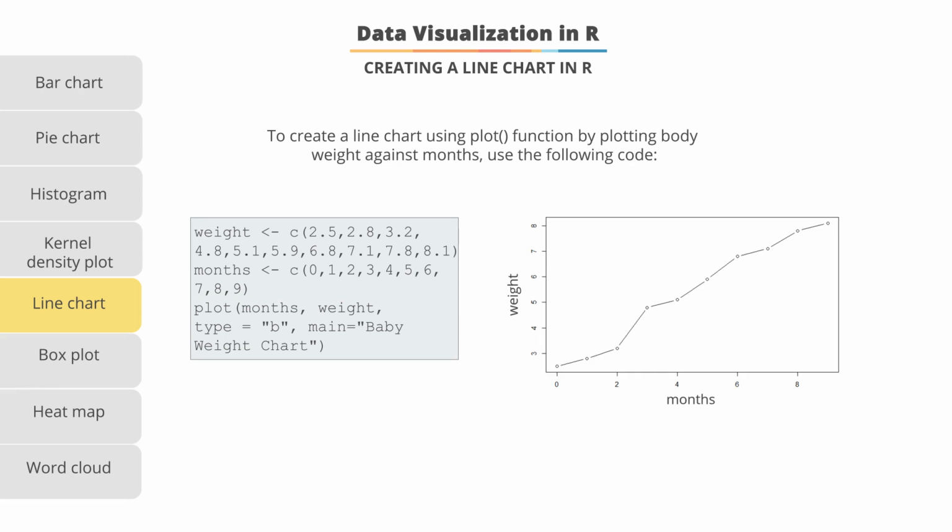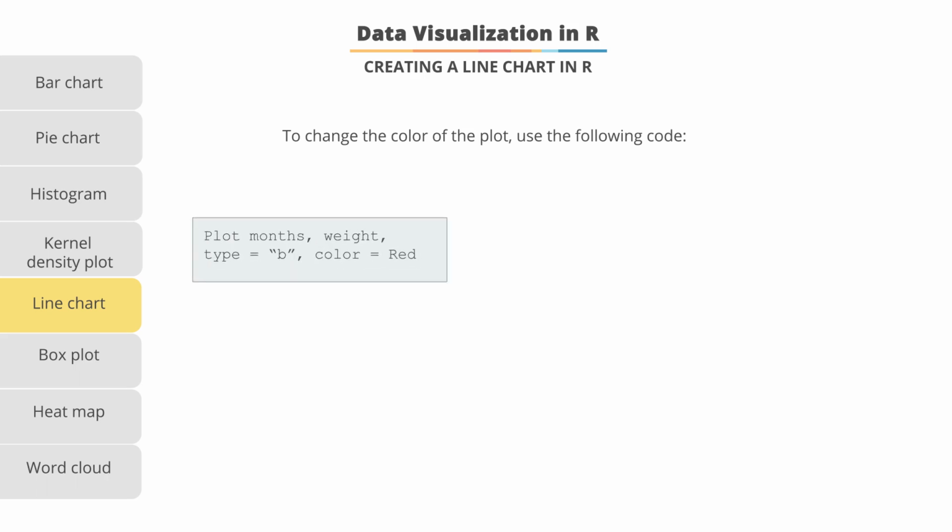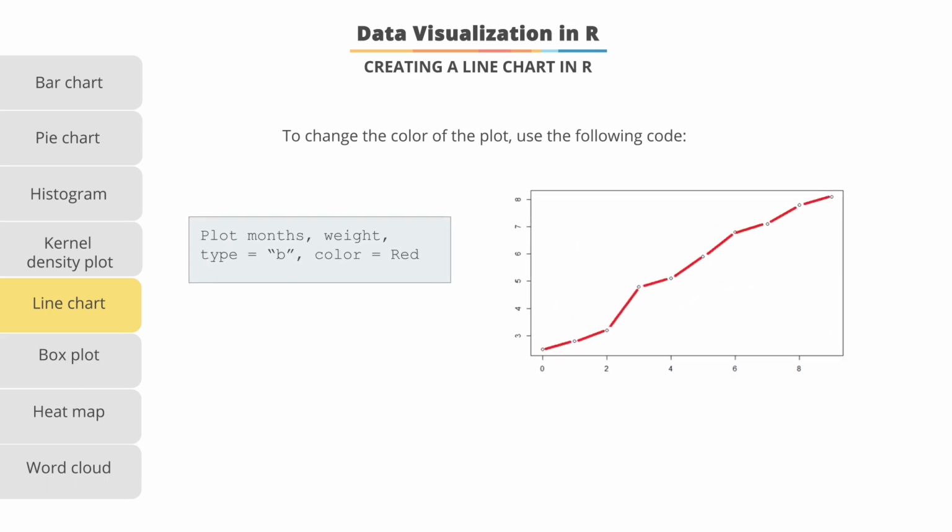Main is baby weight chart. So we're calling the title of this visualization baby weight chart. Our X label is months, and our Y label is weight. If we wanted to make it a little more colorful, here instead of col, we're using col equals red.